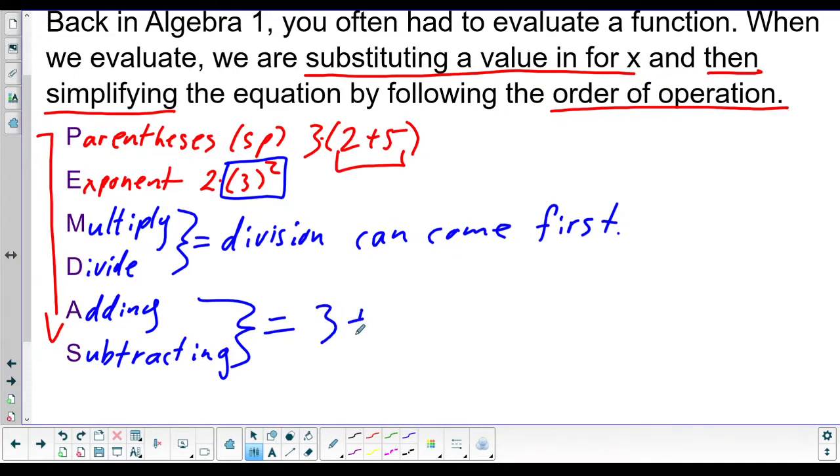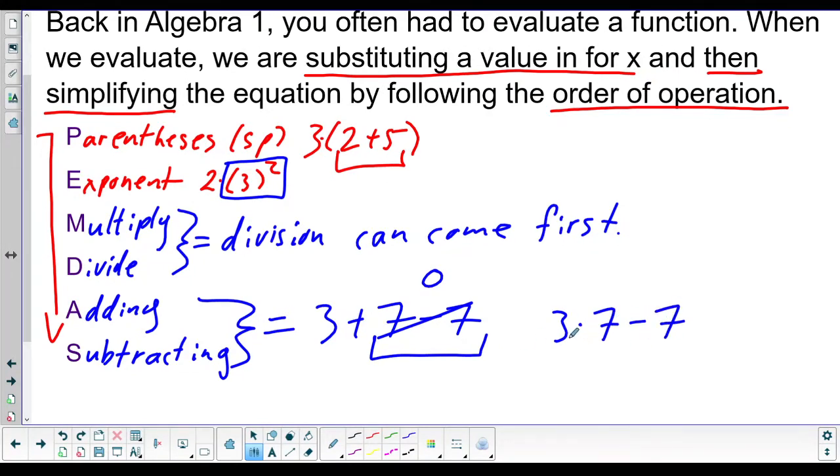So if we have like 3 plus 7 minus 7, it makes more sense to take 7 minus 7 and say this is 0 before doing the 3 plus 7. So there are cases where you can do the subtracting first before the adding. This, again, only works with adding and subtracting. You cannot say 3 times 7 minus 7. You cannot do the subtracting first here because subtracting is only equal to adding.